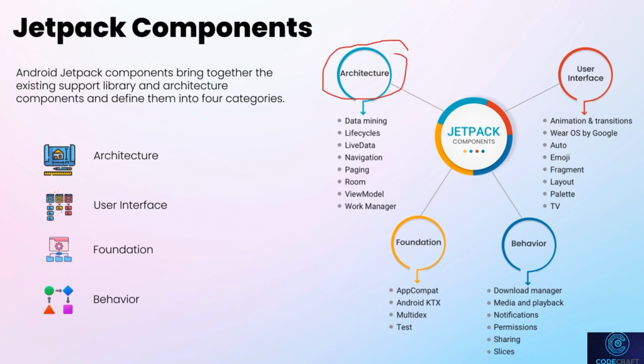last is the behavior. The architecture component of Jetpack includes 8 separate libraries and tools that help you architect your app and manage the data used by and shown in the application. Most of these libraries already exist. However, there are new libraries like WorkManager, navigation, paging, and more. We'll learn about these libraries in detail in the next videos.